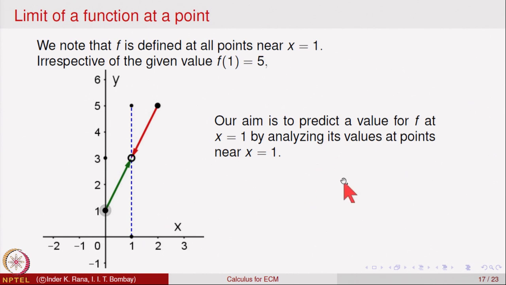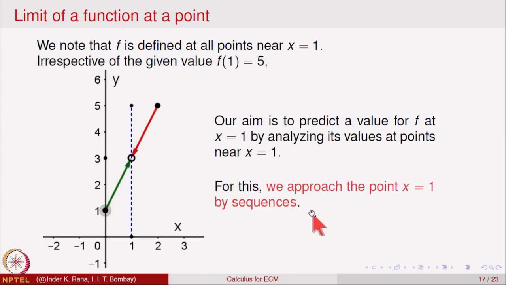So, as in the previous example, let us try to approach the point 1. Although 1 is in the domain, let us ignore that. Let us take other nearby points and approach 1. So, how can one approach a point on the line? One can approach a point by sequences. We can take a sequence in the domain which is converging to 1, irrespective of whether it is on the left or on the right. So, we have to approach the point 1.